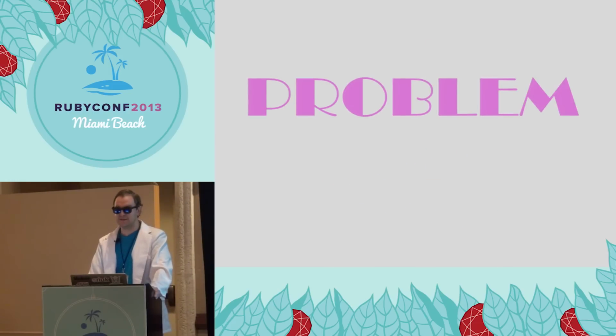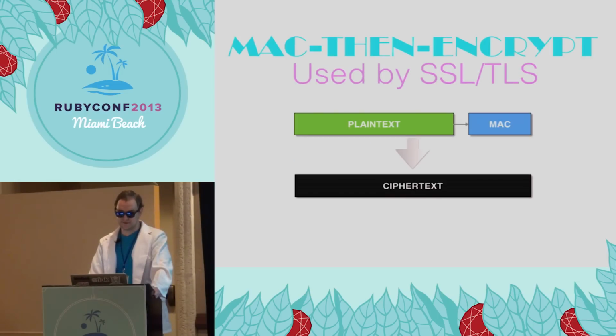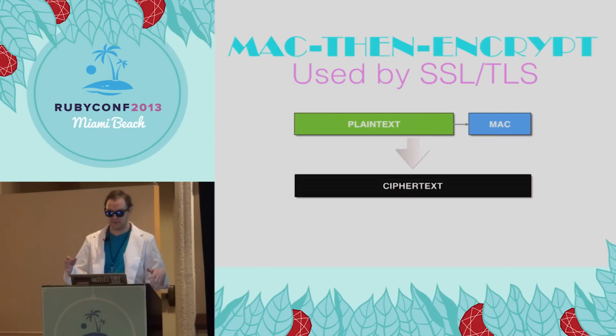So now we have yet another problem. What order do we combine the encryption and the MAC? There's effectively 3 ways to do this, and common internet tools have all chosen their own different way. The first is called MAC-then-encrypt. This was used by SSL and TLS. The idea is you take the plain text and you compute the MAC of the plain text, and then you combine those together and encrypt both.